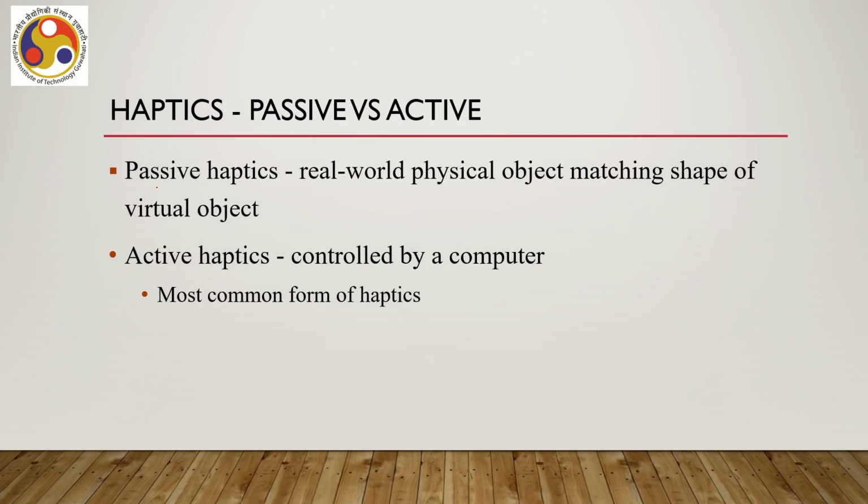So, when we talk of passive haptics, we are referring to real world physical objects that are matching the shape of the virtual object. So, when we touch those real world objects, we get a feel of interacting with the virtual objects. But those real world physical objects are not controlled by the computer, whereas in case of active haptics, we have physical objects that are controlled by computers, which gives us a sense of touch when we are dealing with virtual objects. So, these are more common form of haptics used in VR experiences.